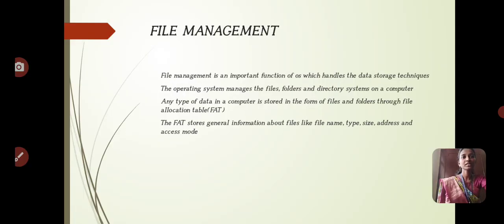So next one is file management. File management is an important function of the OS which handles the data storage technique. The operating system manages the files, folders and directory systems on the computer. Any type of data in a computer is stored in the form of files, and files through allocations, FAT, the file allocation table. The FAT stores general information about files like file name, type, size of the file, address of the file and access mode.